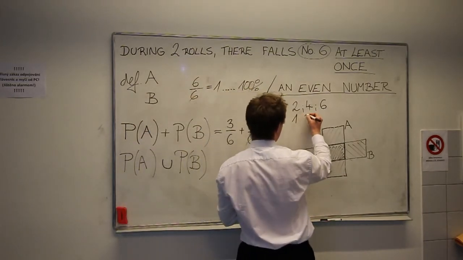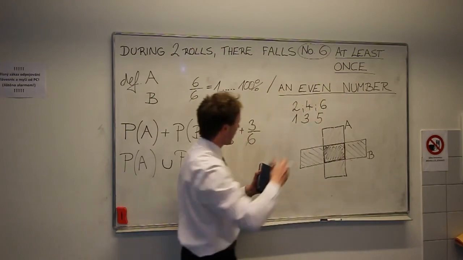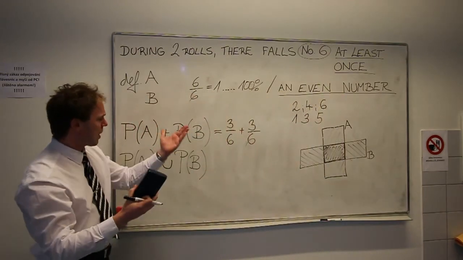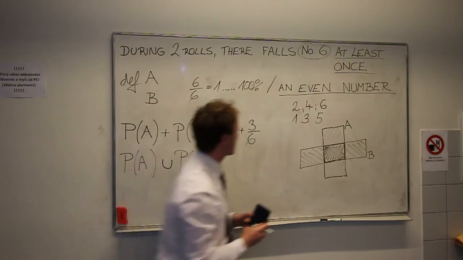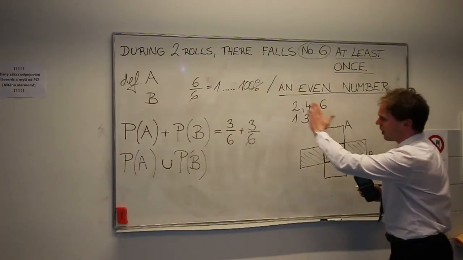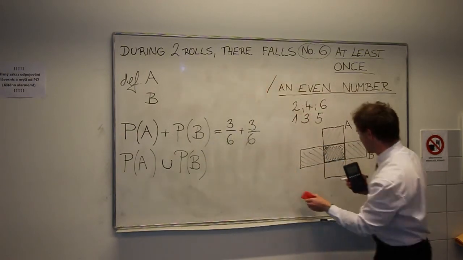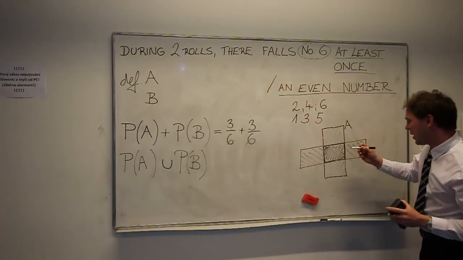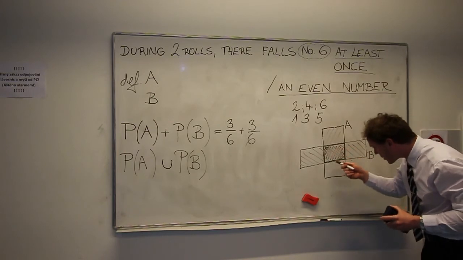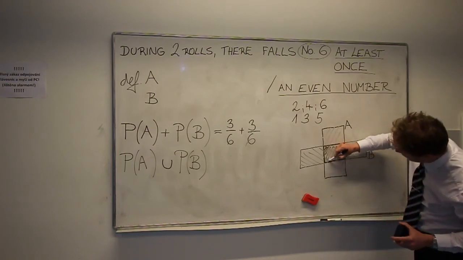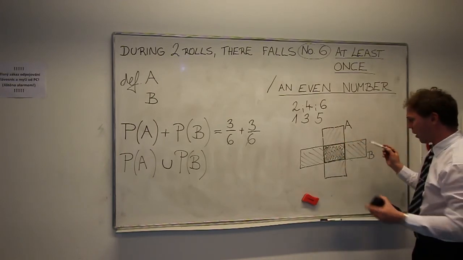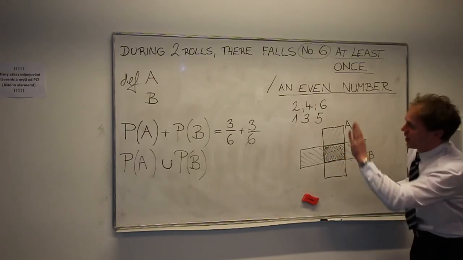And where are odd numbers? Yes, 1, 3, and 5. Yes, there is no place for odd numbers, and this is wrong. This is wrong. So I must calculate minus this place. What is the same for these two events together?